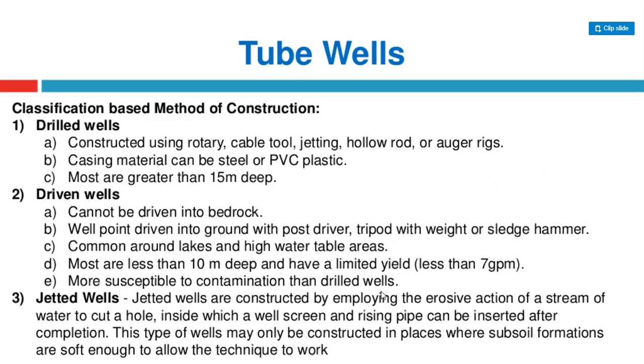Tube wells. Classification based on method of construction: drilled wells. Constructed using rotary, cable tool, jetting, hollow rod, and auger rigs. Casing material can be steel or PVC plastic. Most are greater than 15 meters deep. Driven well.